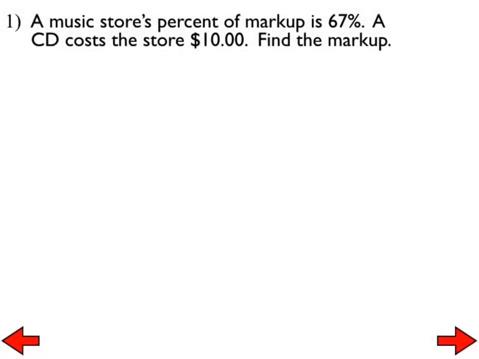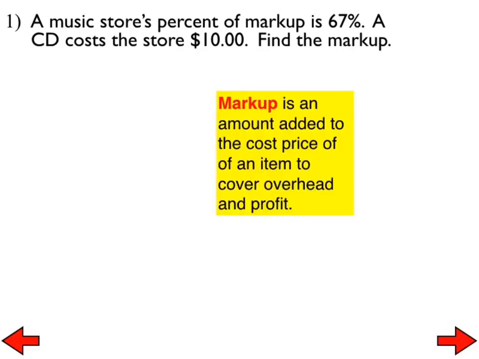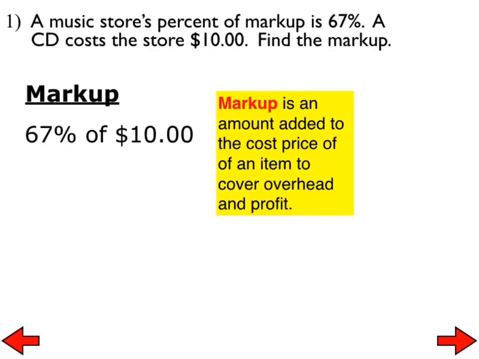All right, so let's look at number 1 on your notes then. A music store's percent of markup is 67%. A CD costs the store $10. Find the markup. So let's first define what markup is. Markup is an amount that's added to the cost price of an item to cover overhead and profit. So basically, when a store is selling items, they buy it from somewhere else. They mark it up and make it cost more so they can make a profit, enough to cover things like employees, things like that, so they can make money off of you. Right, so that amount, that extra money that they're charging you after they bought it to sell it to you, that's called markup. Okay? So how to do this is you're finding 67% of that $10, because they're charging you $10 and some markup, and that selling price is what you are paying as a customer.